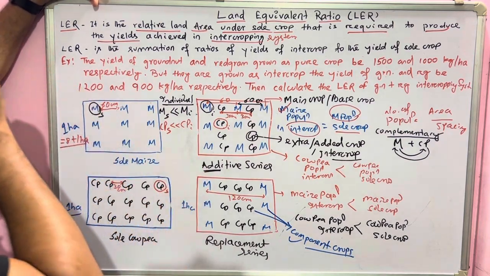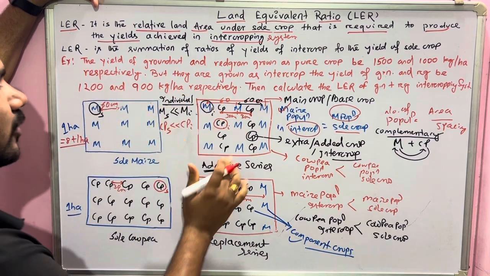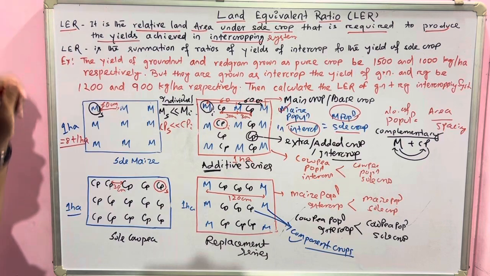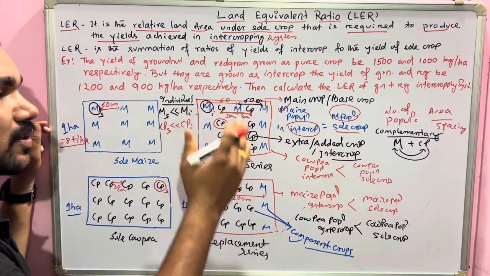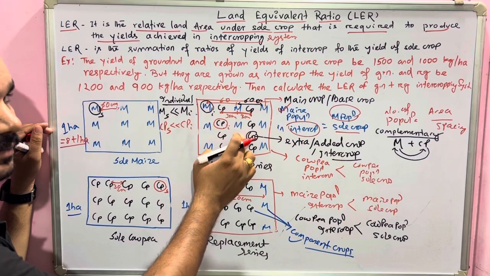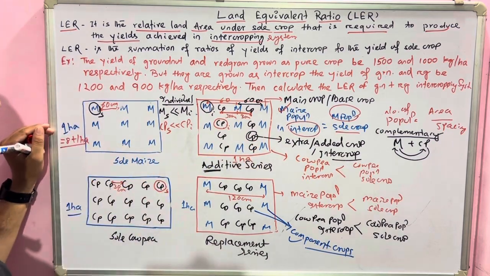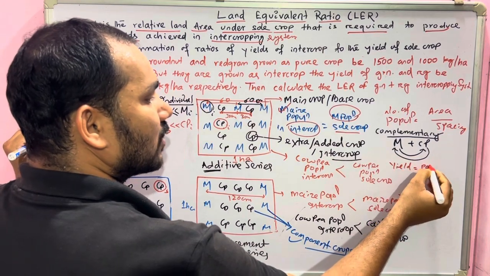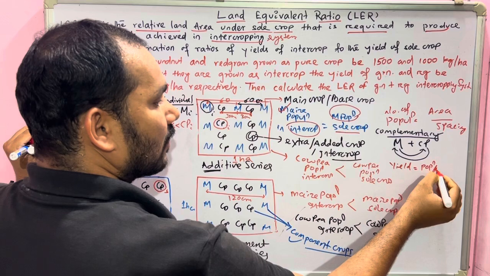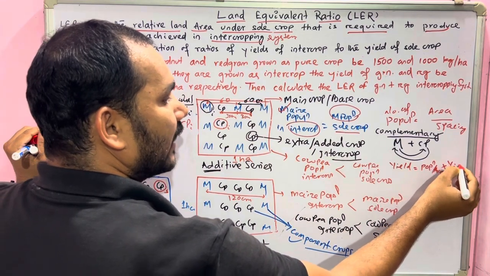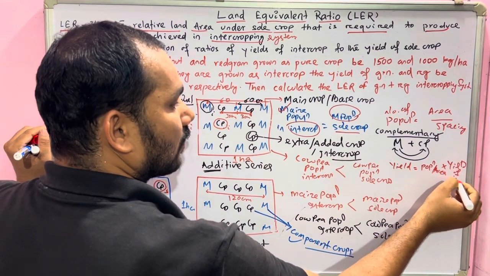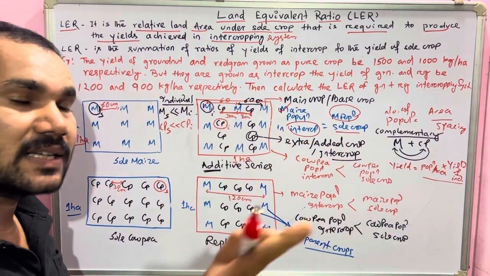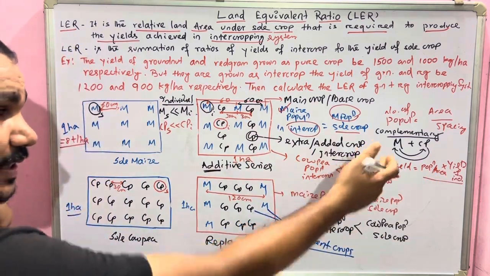Suppose my question is, what is the yield of maize from 1 hectare of land? This is 1 hectare of land where maize and cowpea intercrop is there. If I ask you, what is the maize crop yield from 1 hectare of intercropping? Basically the yield is equal to population per area into yield of individual plant. Yes or no? Yield of individual plant into the population will give your yield.